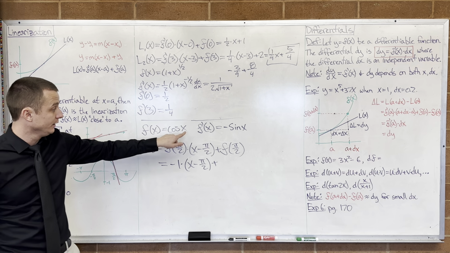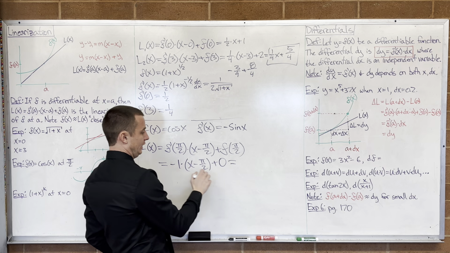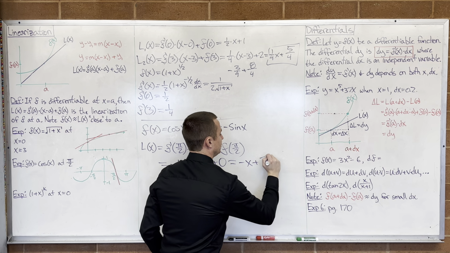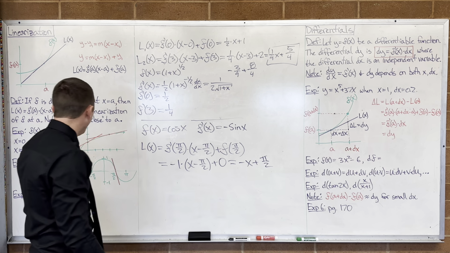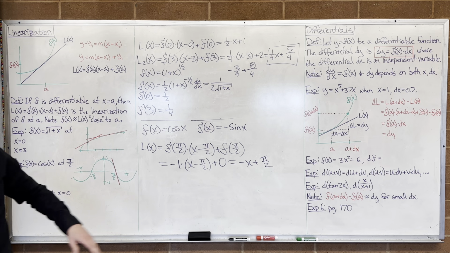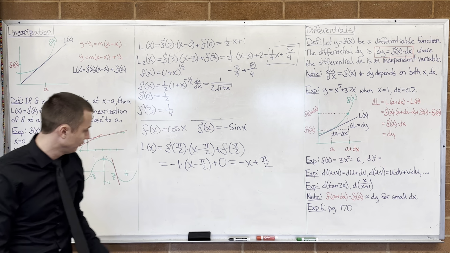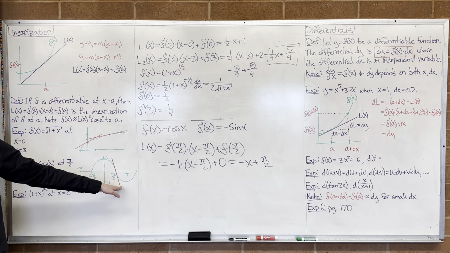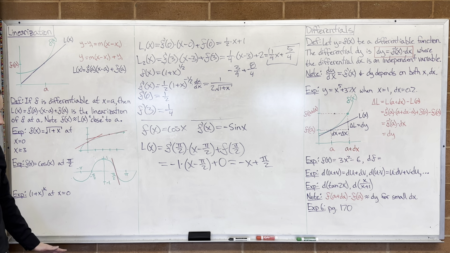What's cosine of pi halves? 0, so plus 0. Or in other words, this thing is equal to negative x plus pi halves. So it's a line whose y-intercept should be pi halves and whose slope should be negative 1. My picture was way off. I wrote that way too steep. Gotcha.